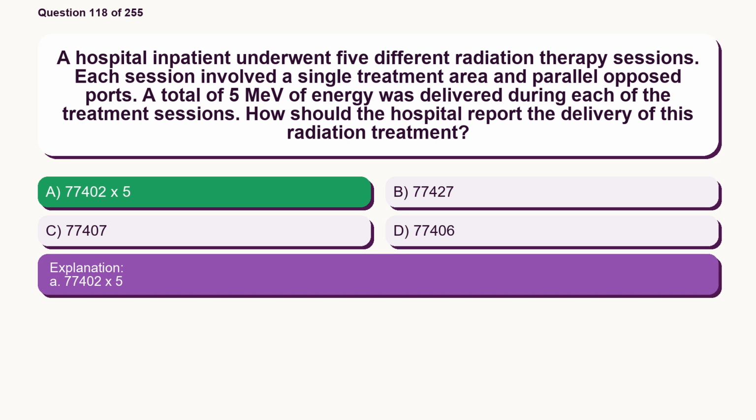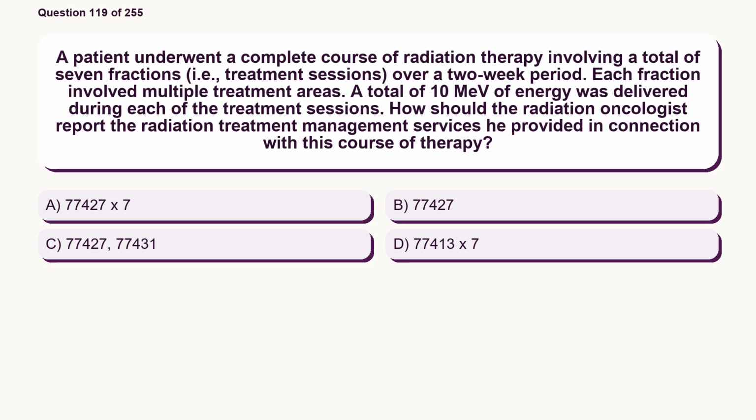Question 119. A patient underwent a complete course of radiation therapy involving a total of 7 fractions, i.e., treatment sessions, over a 2-week period.